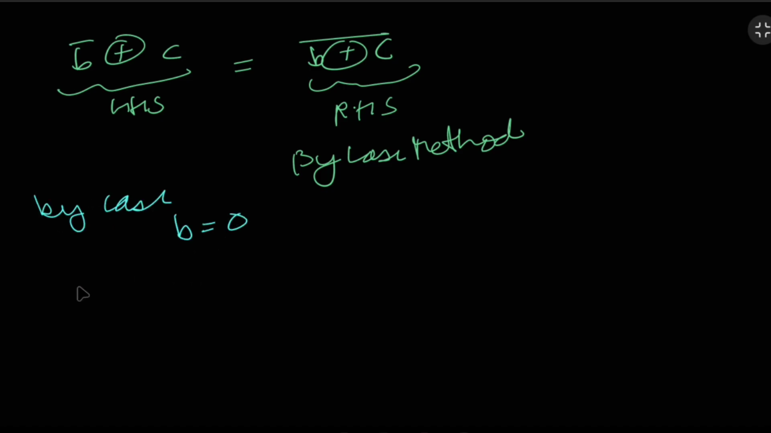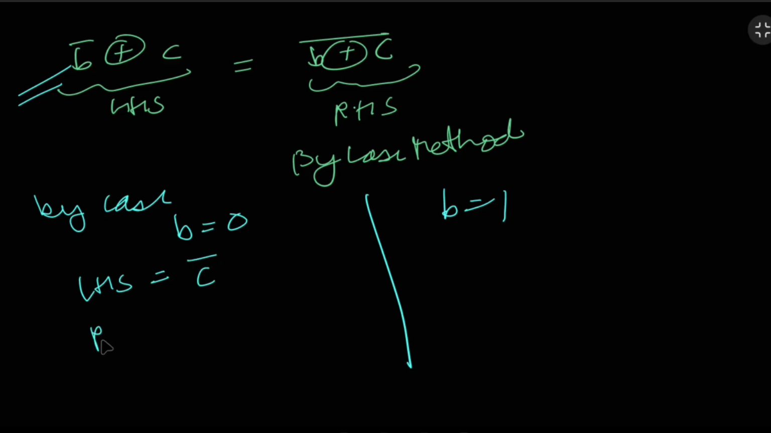If B is 0, then what is LHS? And if B is 1, then this is 1. So over here, if C is 1, result will be 0. If C is 0, then result is 1. So it is C complement. And for RHS, if B is 0, then it will be C complement. Again, this is same.